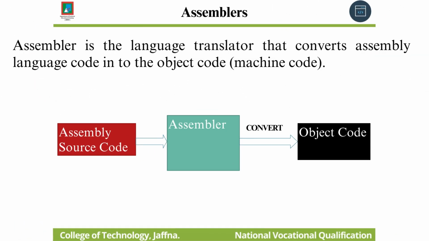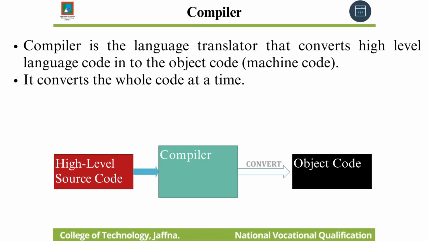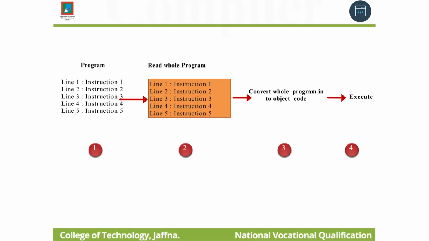Assemblers. An assembler is the language translator that converts assembly language code into the object code, machine code. Compiler. A compiler is the language translator that converts high-level language code into the object code, machine code. It converts the whole code at a time. Compiler: read whole program, convert whole program into object code.